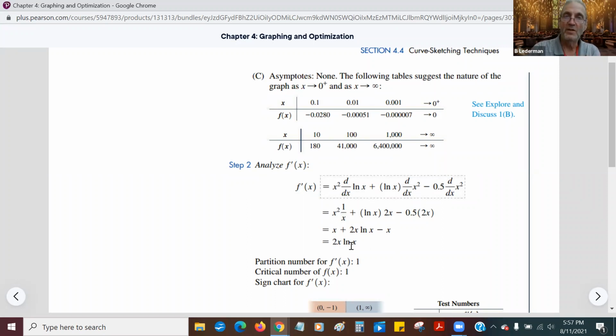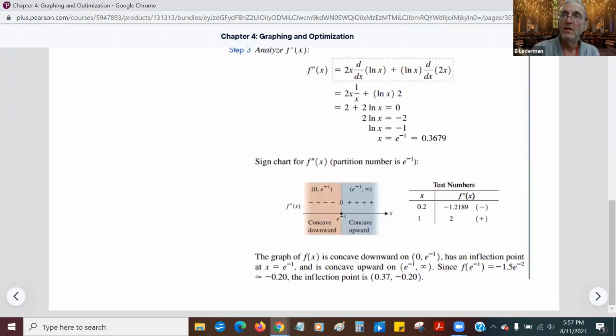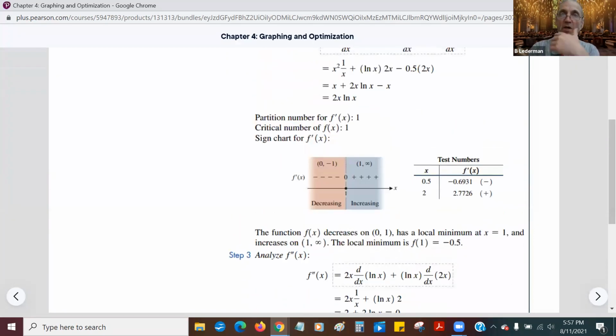Well, the only time this is ever equal to 0 is if x is equal to 1. The ln of 1 equals 0, always. In fact, the log of 1 equals 0 no matter what the base is. For x equal to 0, it doesn't matter, it's not part of my domain. And the only critical number of the function f is when x equals 1. So we make a sign chart at x equals 1. The function goes from negative to positive, which means it goes from decreasing to increasing, so we have a local minimum. The local minimum is f of 1, which is negative 0.5, so the coordinates of the point are (1, negative 0.5).